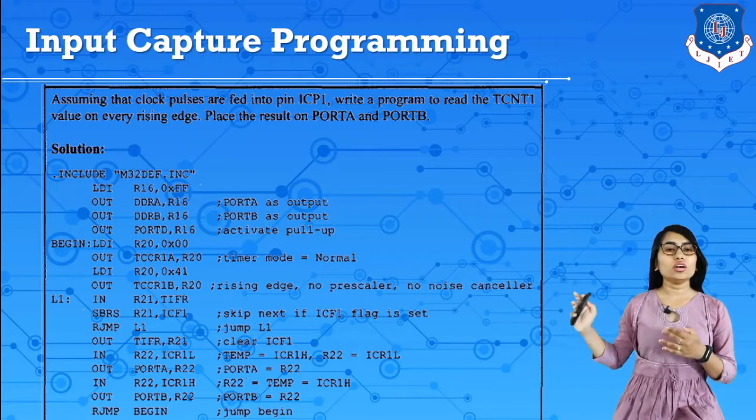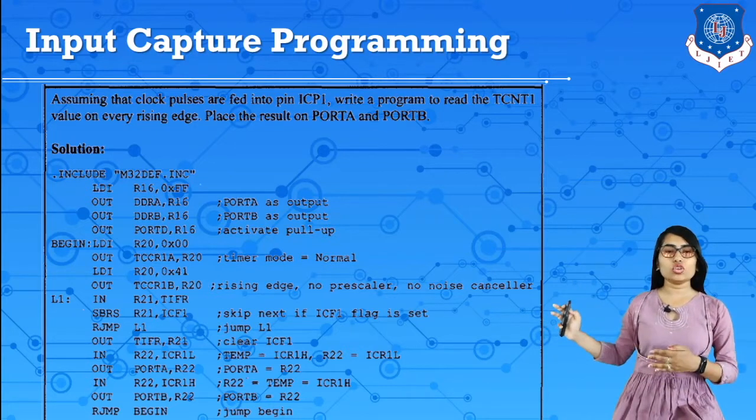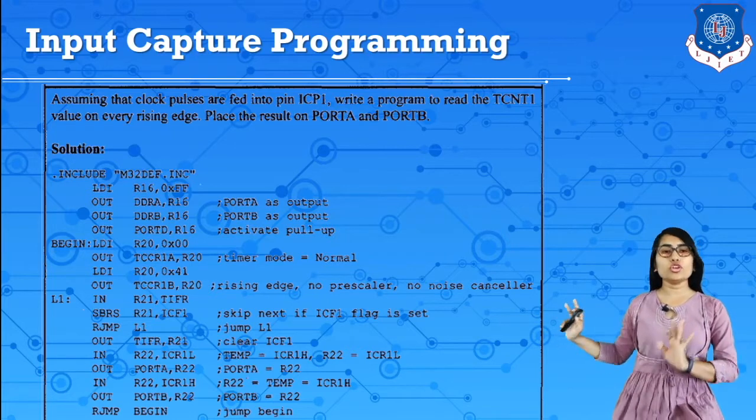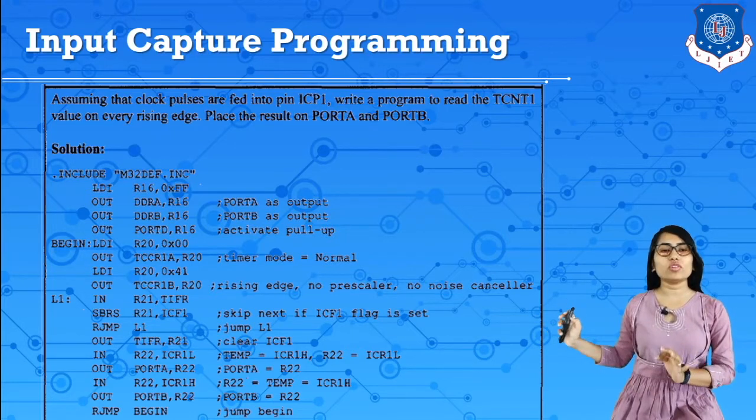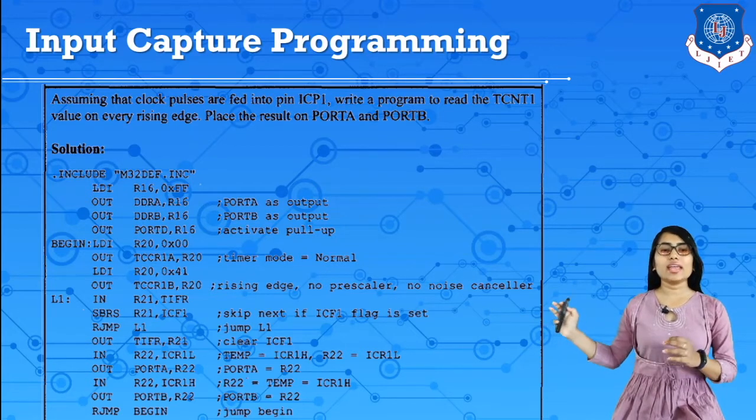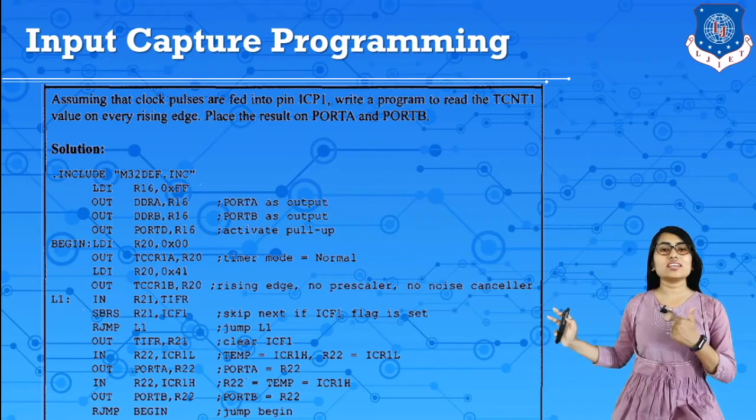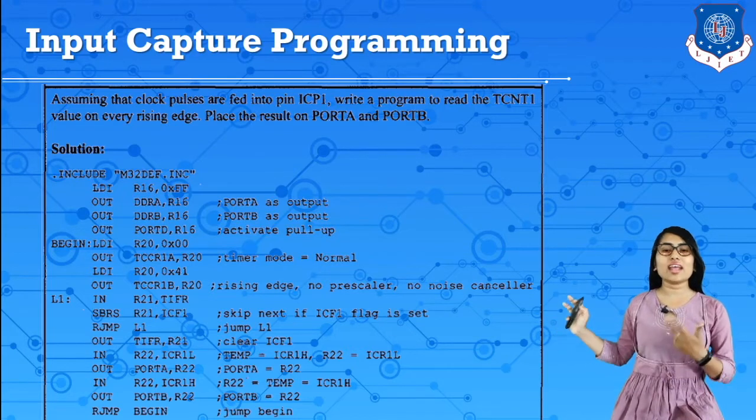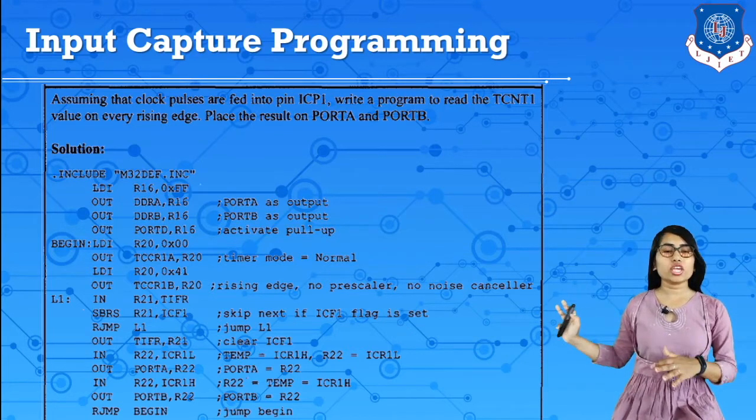Now load R20 with 0 and then copy this value into TCCR1A, which is timer mode normal operation. TCCR1A basically works Timer 1 in normal mode, and TCCR1B is loaded with 0x41, which indicates the rising edge, no prescaler and no noise canceller. So this is for setting TCCR1A and TCCR1B.